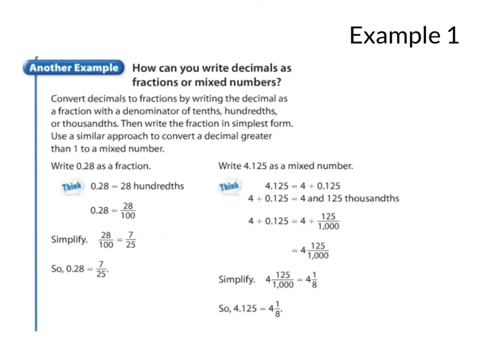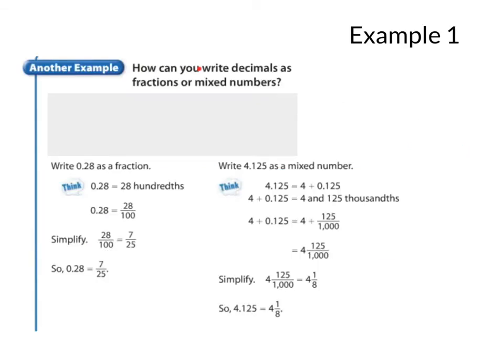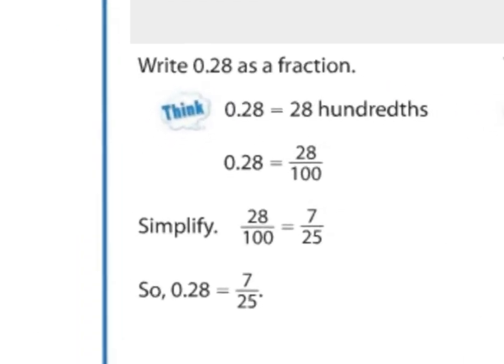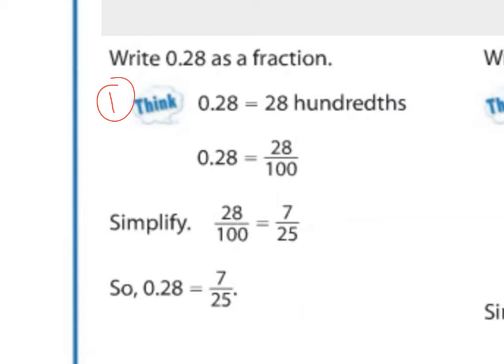So here's example 1, and let's zoom in. How can you write decimals as fractions or mixed numbers? Think of this as example. First example for example 1 is to write 28 hundredths as a fraction. Well, I'm thinking this decimal means 28 hundredths. So 28 hundredths equals 28 hundredths. We're trying to make it into a fraction, and we just made it into a fraction.